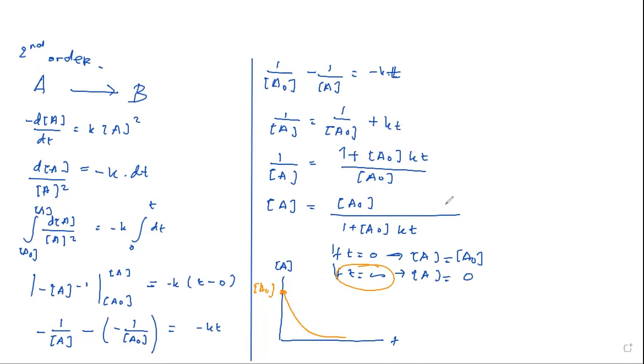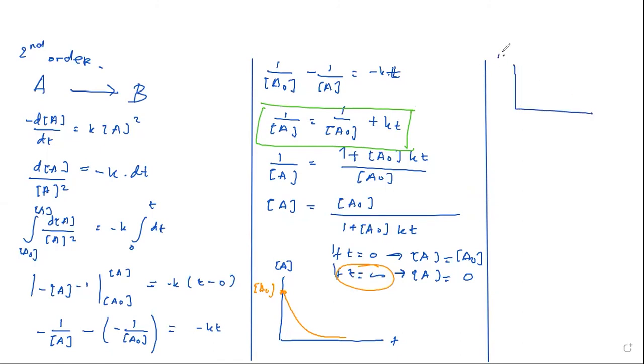Okay, how to make the linear plot of the graph? For example, if we want to find the slope, you can use this formula. 1 over A equals 1 over A0 plus kt. So we can try to make the graph now.